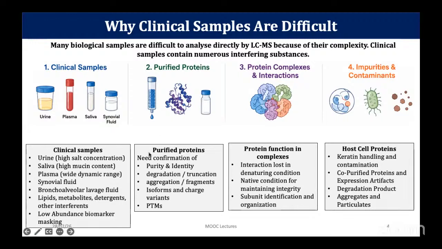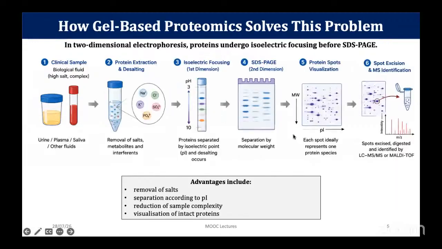interferences. When we go to the section on characterizing a pure molecule, it needs confirmation of purity and identity, whether the protein is truncated or degraded, whether it is aggregated, and whether isoforms and charge variants are present. Finally, in protein and interactor identification, you can see how the interaction is lost during denaturing or native conditions. All these things you can visualize along with the host cell proteins and the keratins. So impurities and contaminants can also be identified from the same.